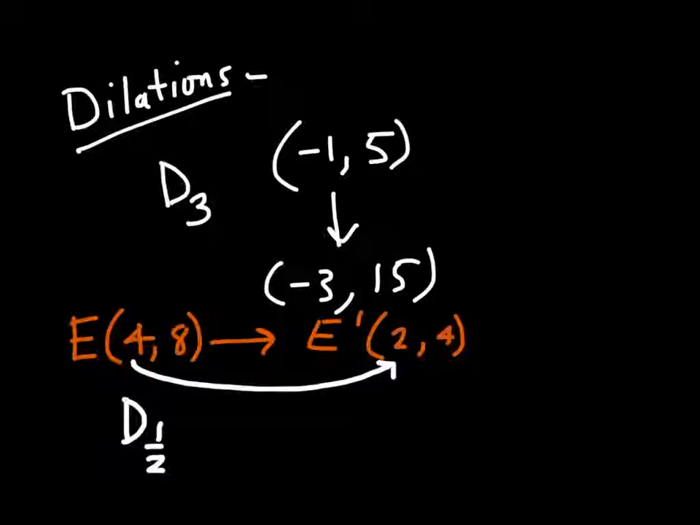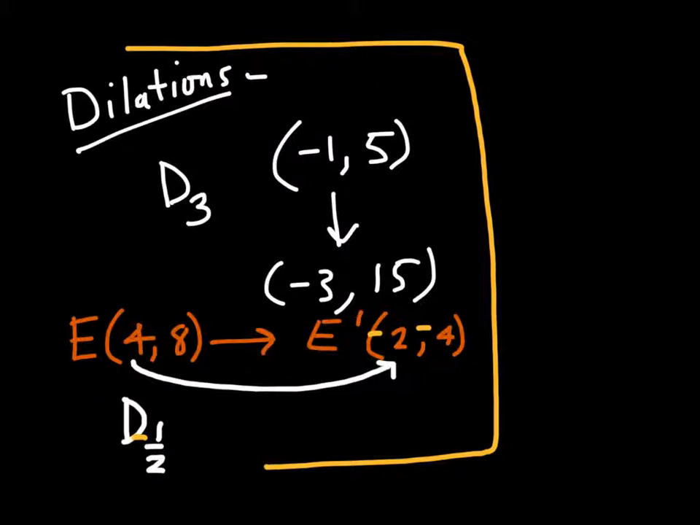There are negative dilations too. I mean, if these ended up being -2 and -4, the constant of dilation would be -1/2, and that's about as difficult as it gets. Dilations are the only transformation that changes the size of the image.